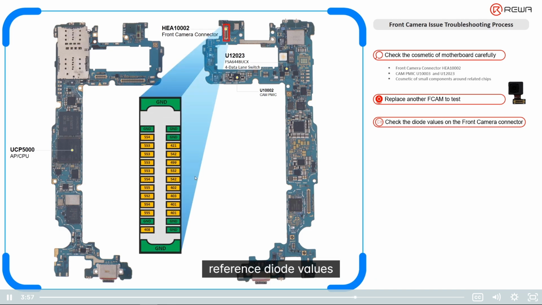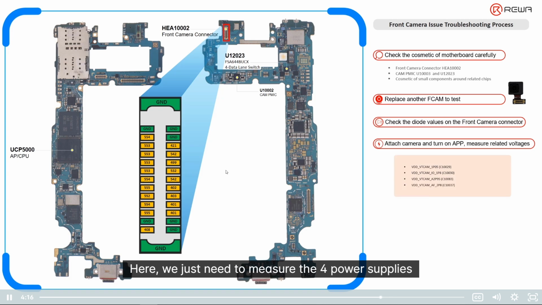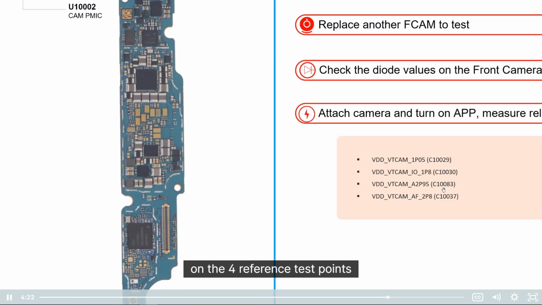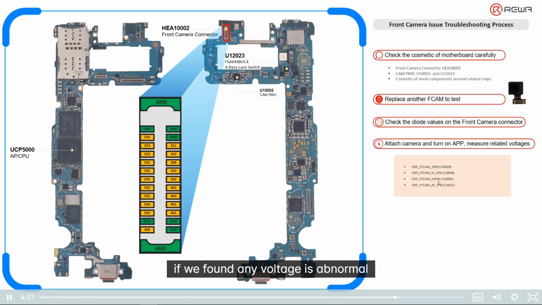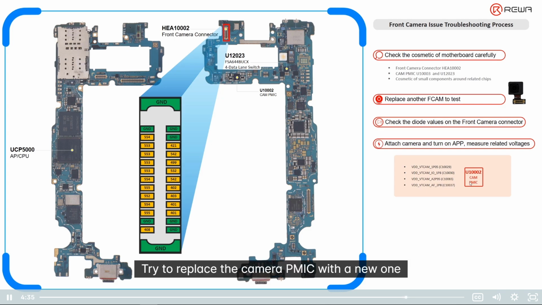Okay, here are the front camera connector reference diode values. After checking, if we find any abnormal pin, just track the abnormal rail, find out and replace the abnormal component. Okay, if all the values are okay, then we should attach the camera and turn on the phone to measure related voltages. Here, we just need to measure the 4 power supplies, and we can measure the voltage on the 4 reference test points, the 4 capacitors. After measuring, if we find any abnormal voltage, then we can go to the camera PMIC directly and try to replace the camera PMIC with a new one.